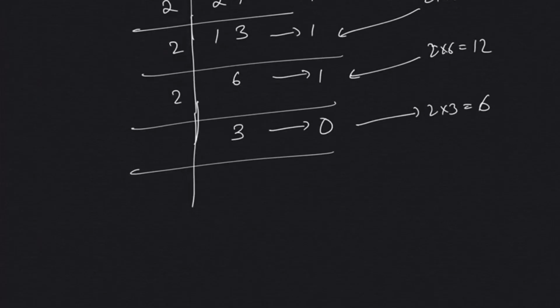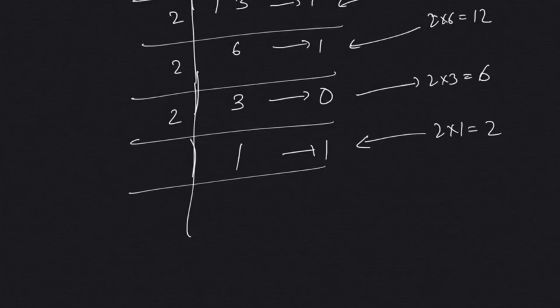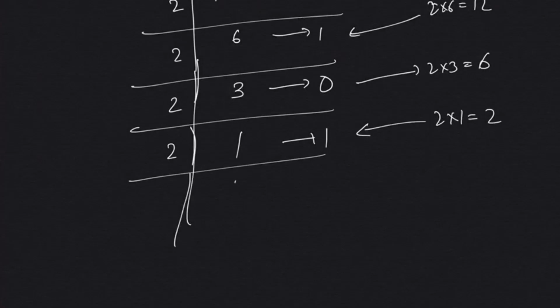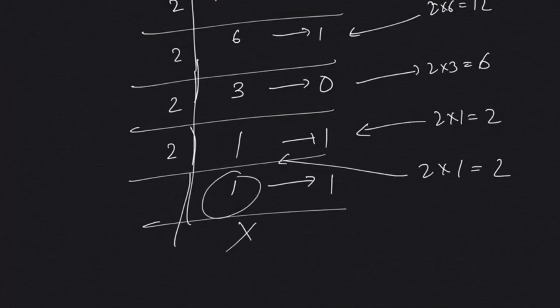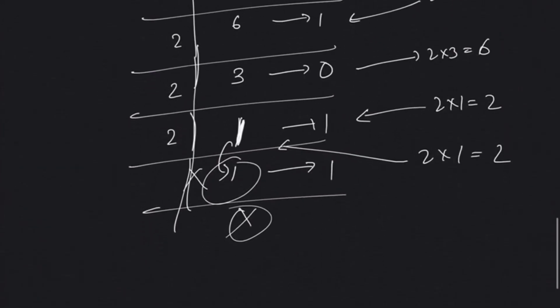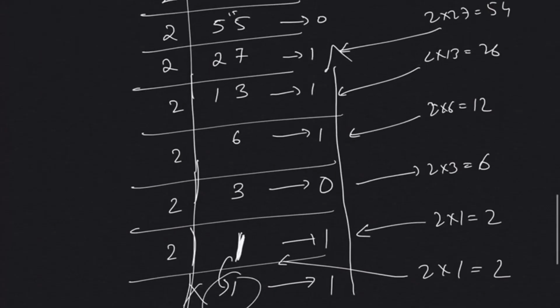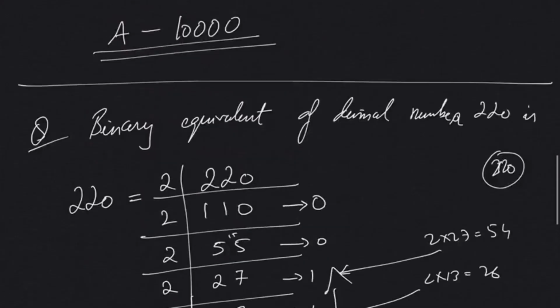We'll continue till we have the ultimate quotient as 0. So 2, 2 1's are 2, so 2 into 1 is 2, so remainder again 1. Ultimately 2 1's are 2, 2 into 1 is 2, so again 2 minus 1, ultimate remainder will be 1, because from here our division stops. So 2 1's are 2, and the last remainder is 0. That means our binary equivalent is in this sequence, that is 220 is equivalent to 11011100. Let's see if we have that option here or not.